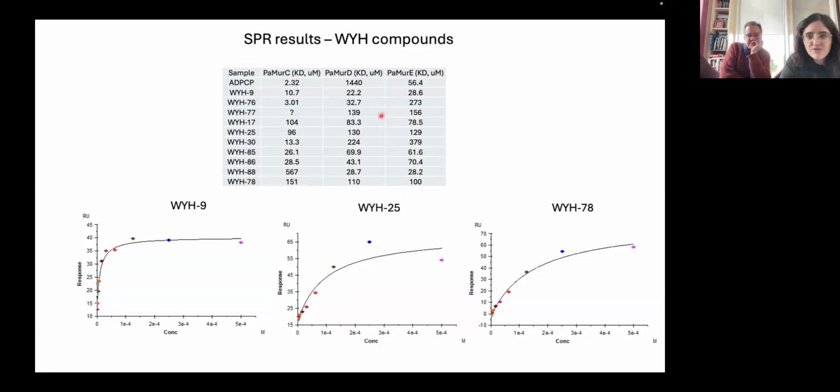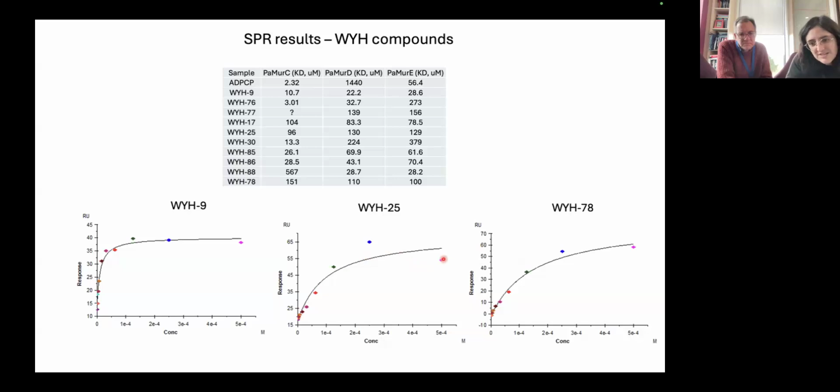And yes, so we've got relatively high KDs, they're quite high, which would explain why the crystallography has been so challenging with these compounds, because for crystallography, you want good KDs more than in inhibition. Now the curves vary a bit. So I put here the curves for compound 9, 25, and 78, which, if I'm not wrong, are the ones that we got structures for.